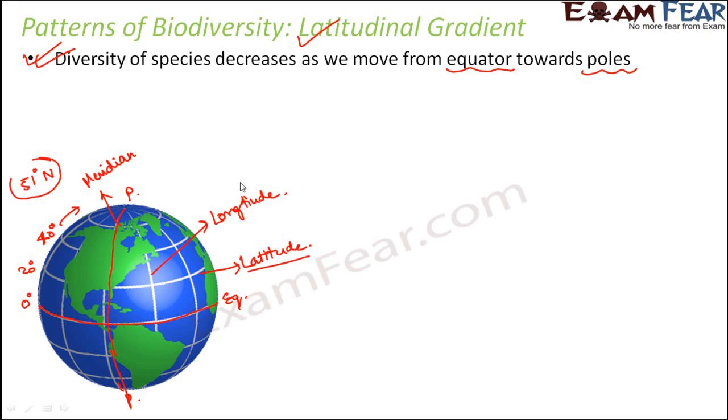Now let us come back to latitudinal gradient. So this latitudinal gradient, what does it say? It says that the diversity of species is going to be more near the equator. So the places which are located near the equator, they will have more diversity of species. They will have more variety of species. But as we start moving towards the poles, either in the north direction or in the south direction, the diversity of species will decrease. And this concept is known as latitudinal gradient, because with the latitude, the diversity is decreasing.